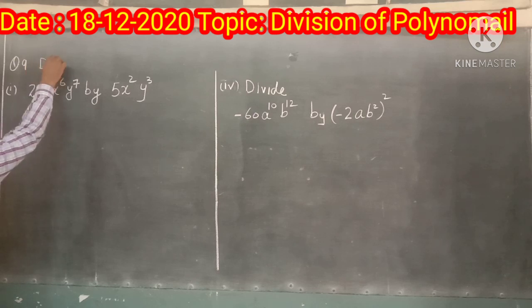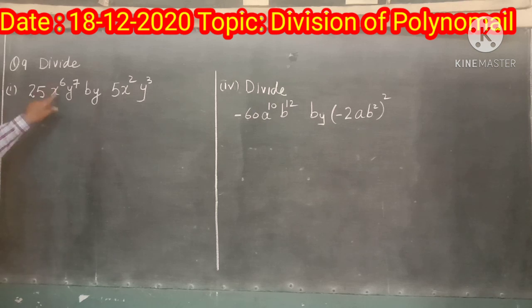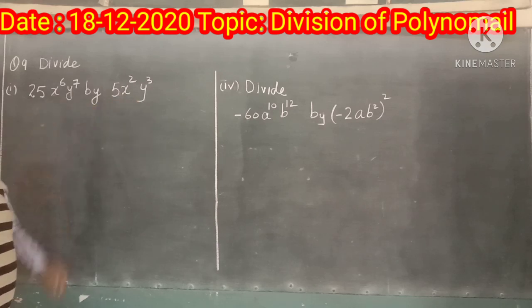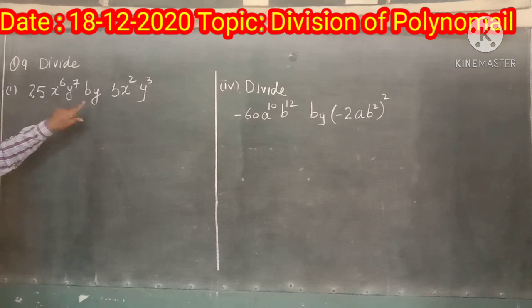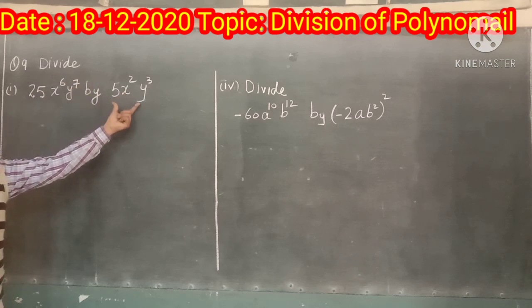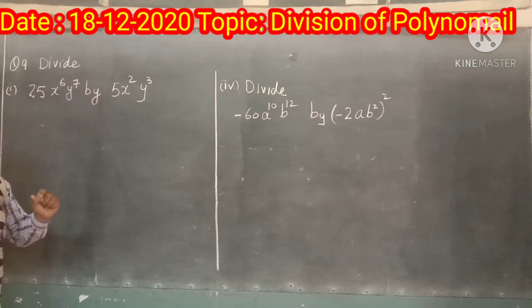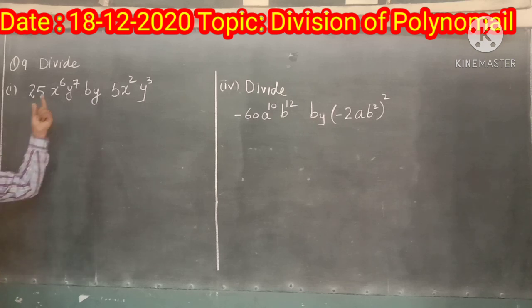Divide 25x^6y^7 by 5x^2y^3. In this question, we will implement the method of how we can divide term by term. Actually, this one and this one both are terms. So in this question, we will understand the method of how we can divide term by term.